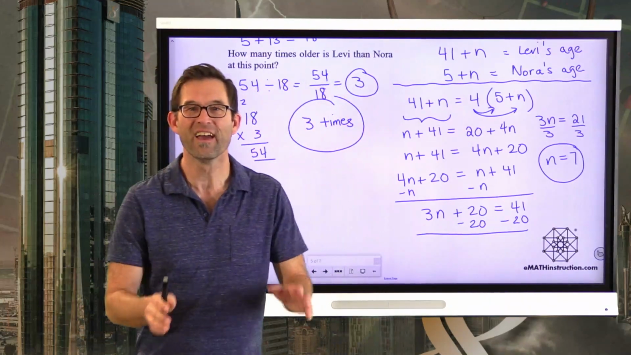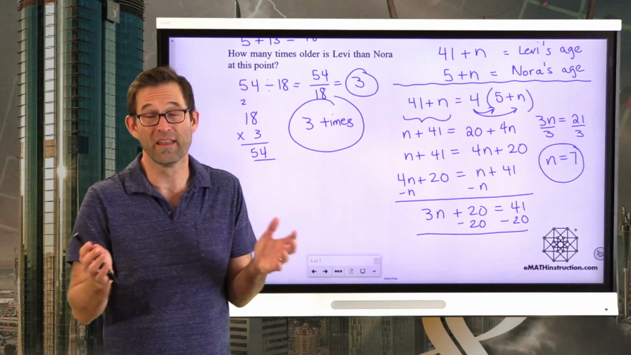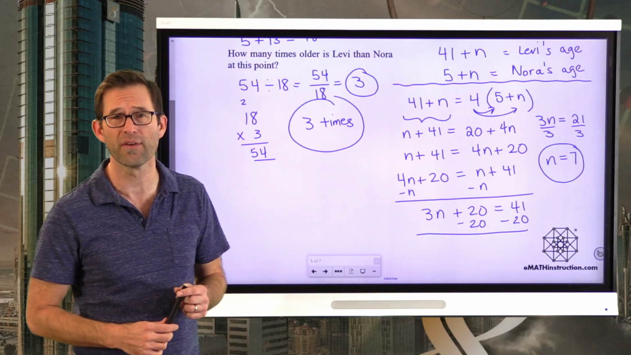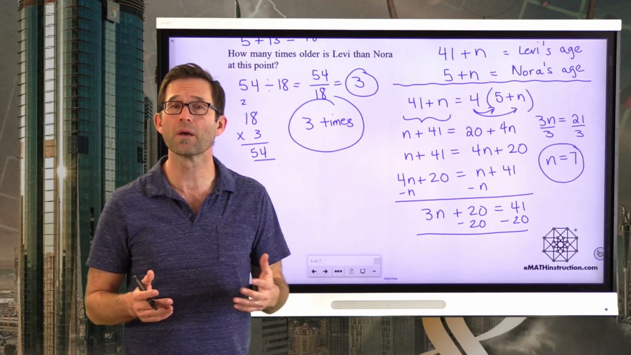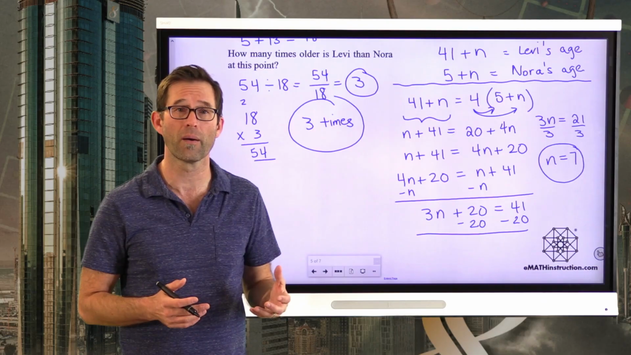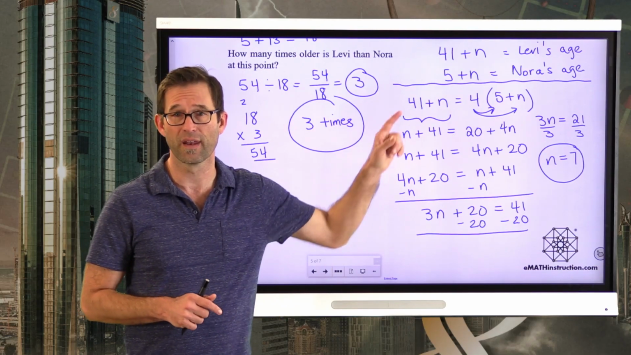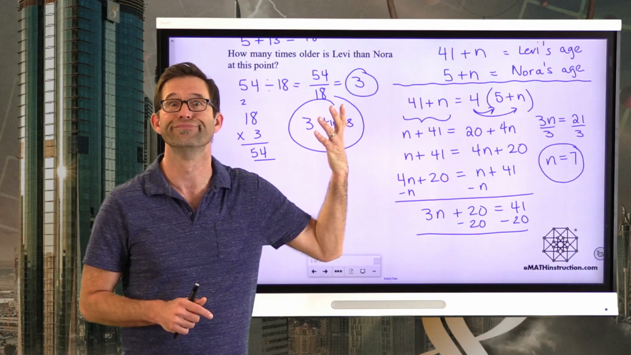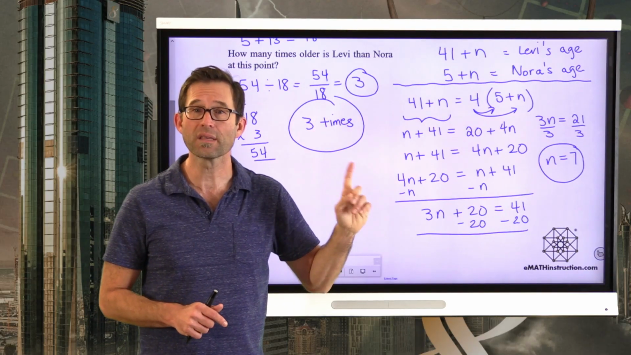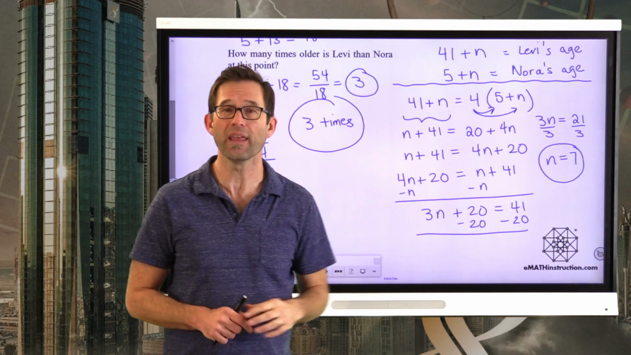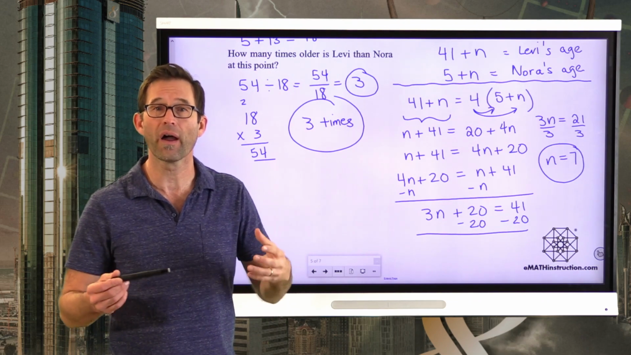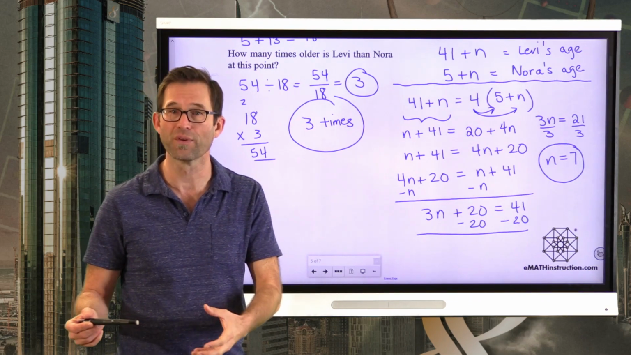Sorry about that mistake. Now, one thing that was nice about making the mistake is as I was working it down, I realized I was going to get a negative answer, which immediately told me there was something either not realistic about the problem or I had made a mistake, and then I saw it pretty quickly when I rewrote this as n plus 14. Anyhow, one last thing I want to check though is to make sure that in 7 years, in fact Levi is 4 times as old as Nora, right?